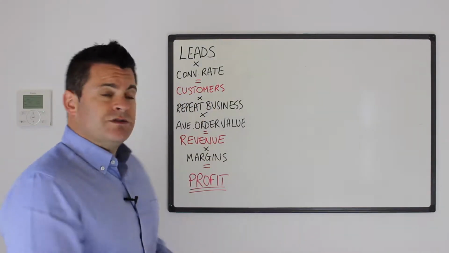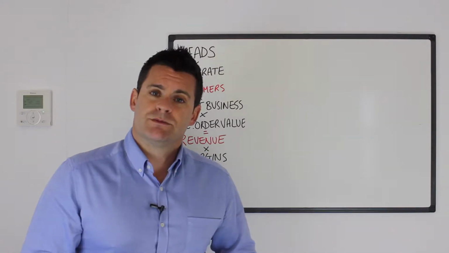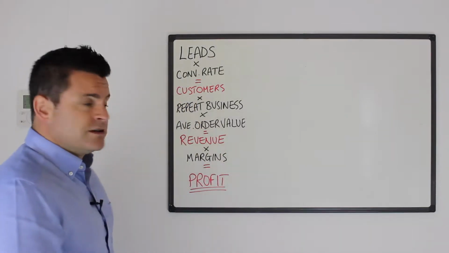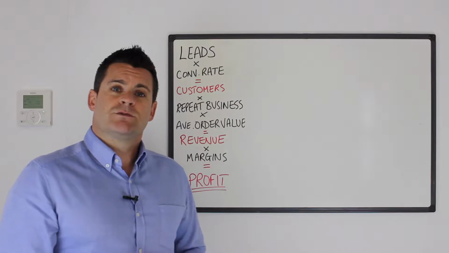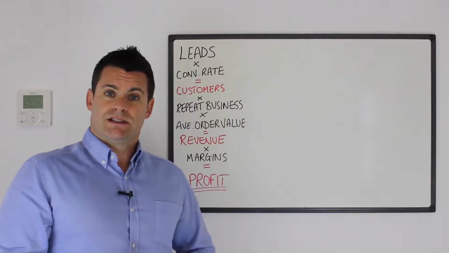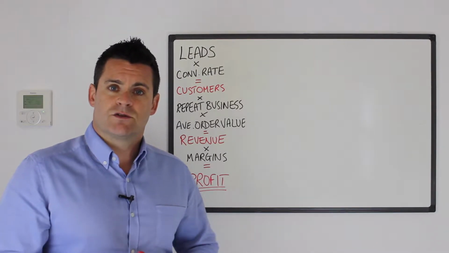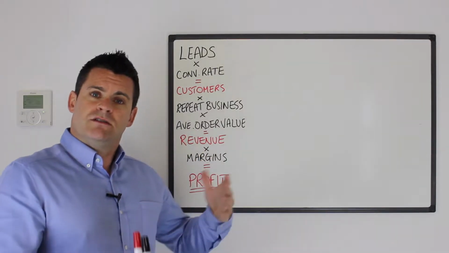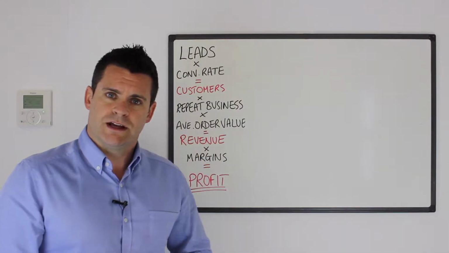Once you've generated leads, we don't want to be burning those leads. We need to convert those into paying customers. So we times those by our conversion rate. If you times the leads by the conversion rate, you get the total number of customers. With those customers, we don't just want to see them once and never to be seen again. We want them coming back as many times as we can over the space of 12 months. And each time they visit your business, we want them to spend as much as possible. So you times that by your average order value.